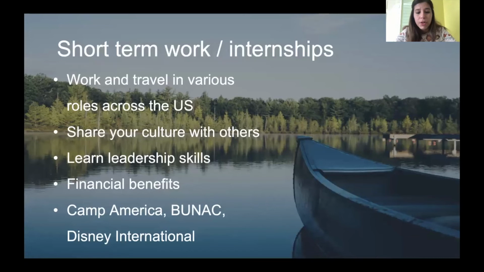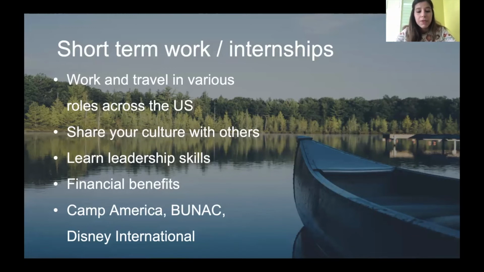Internships and summer work are great ways to gain valuable work experience whilst also learning more about US culture. There are a variety of different companies and different roles you can go for, scattered all around the US, enabling you not only to work, but also to do a little bit of traveling and get to know more of the US. And these are fantastic ways to share your culture with others, to learn leadership skills, and of course, obtain great financial benefits as well.